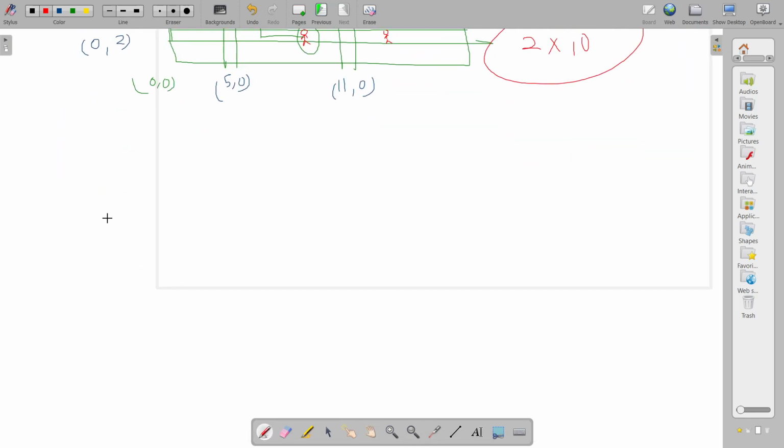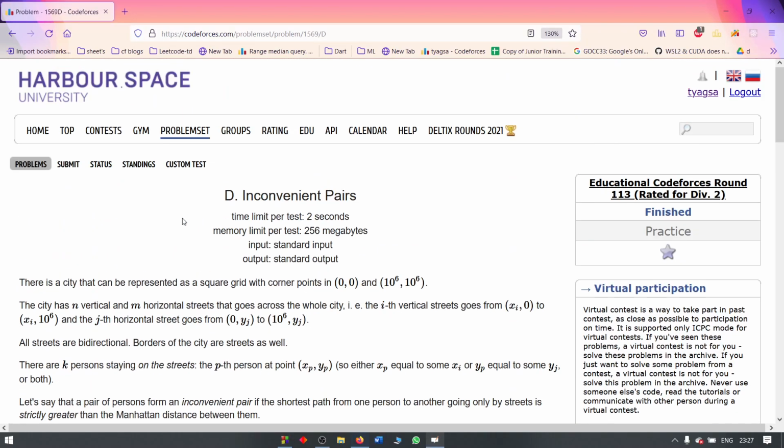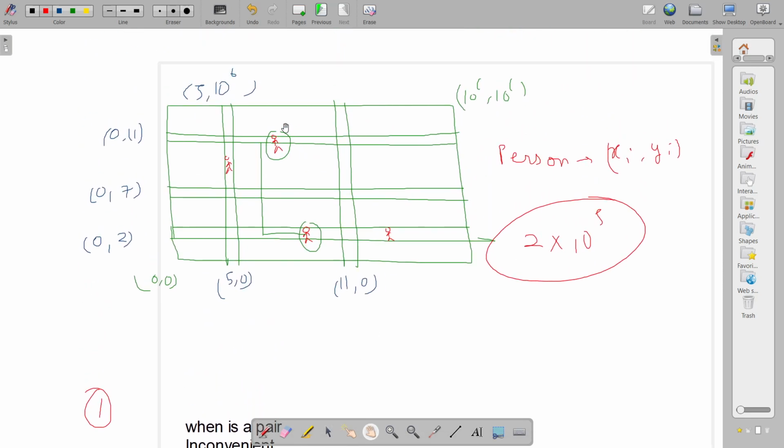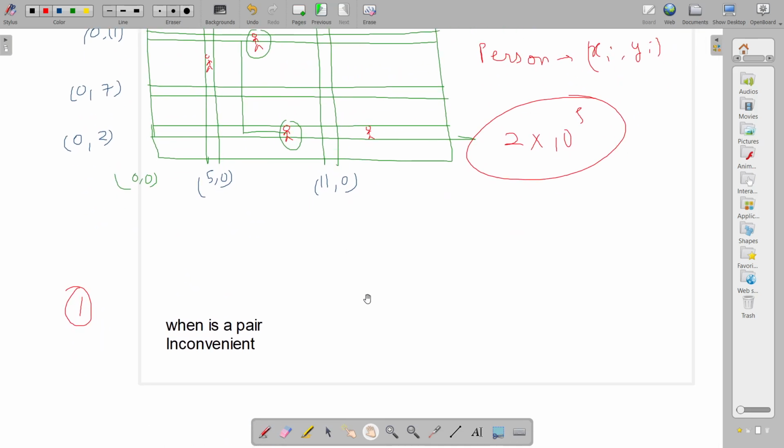So how do we solve it? The first observation, the first thing that we need to think about, is when is a pair inconvenient? These two guys are said to be an inconvenient pair. So when is a pair inconvenient? First we will talk about this.